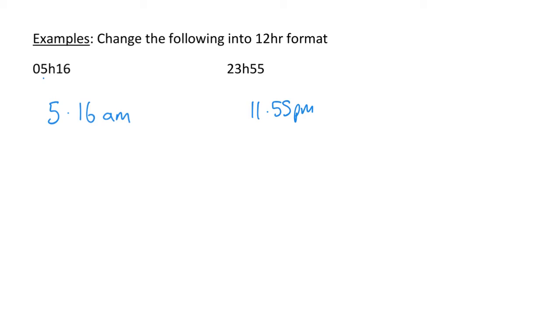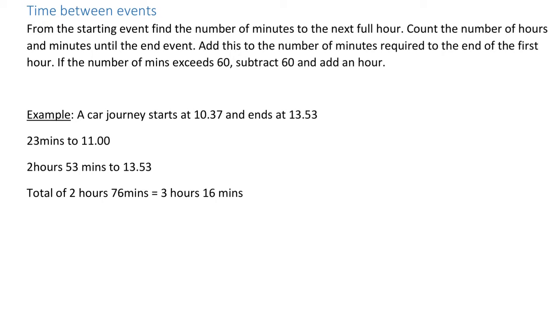Or 23 hours 55. So 12 noon would be 12 hours. To get to 23:55, we have to add on 11 hours and 55 minutes. So then that's going to be 11 hours and 55 minutes after noon, which is going to be 11:55 p.m. So the time between events, from the start of an event, we find the number of minutes until the next full hour.